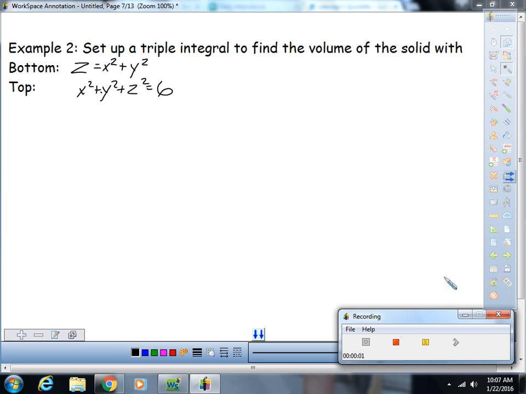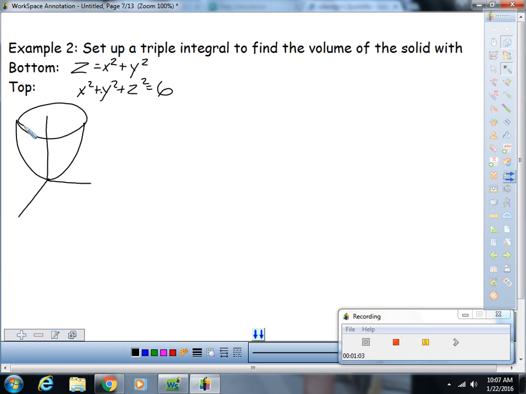So set up a triple integral to find the volume of the solid with the bottom. So does anyone remember what z equals x squared plus y squared is? It's one of our oids. It's a paraboloid. Okay? So like that. The top is what? A sphere with a radius radical 6.